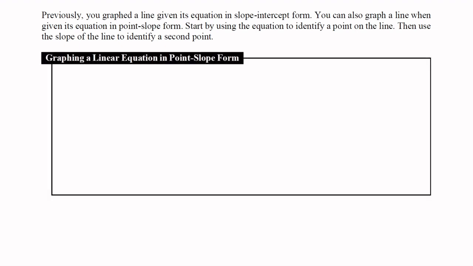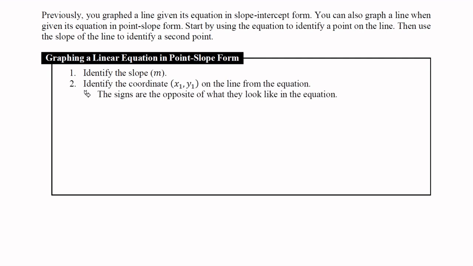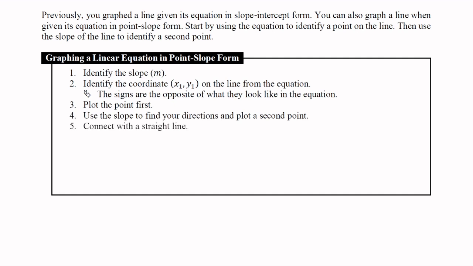So to graph a linear equation in point-slope form, identify the slope, identify the coordinate x1, y1 on the line from the equation. The signs are the opposite of what they look like in the equation because remember, in point-slope form, you're subtracting x1 and y1. Plot the point first. Then use the slope to find your directions and plot a second point. Connect with a straight line.